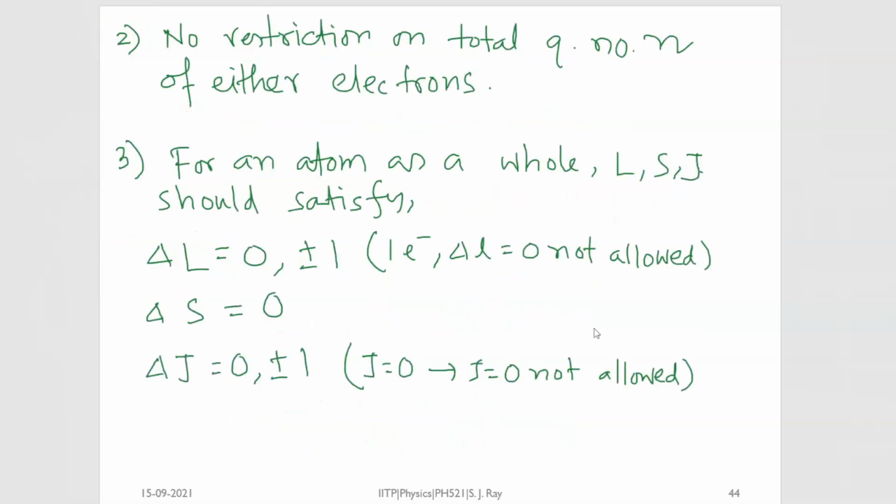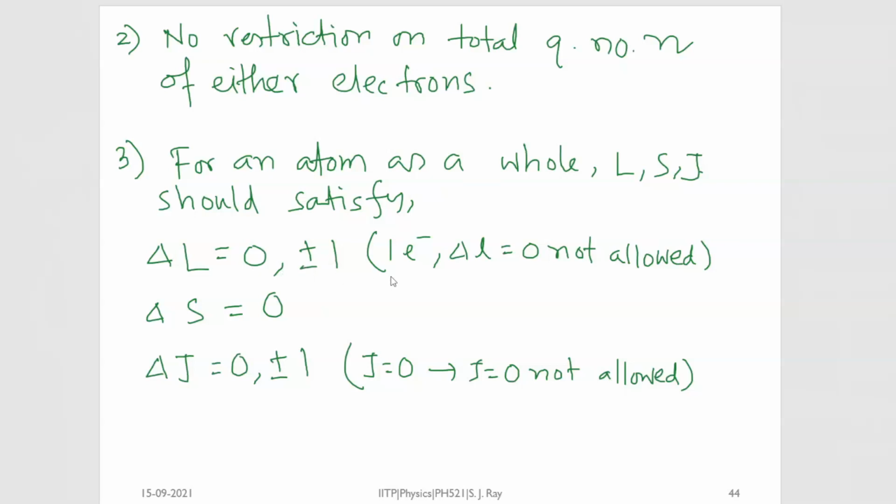Okay, so another part of this selection rule says that there is no restriction on the principal quantum number n of either electron, which means that the principal quantum number can be anything. However, if we are talking about the atom as a whole, not individual electrons, then L, S, and J have to satisfy the following conditions. So large L, that is the total orbital angular momentum, delta capital L will have to be either 0 or plus minus 1.